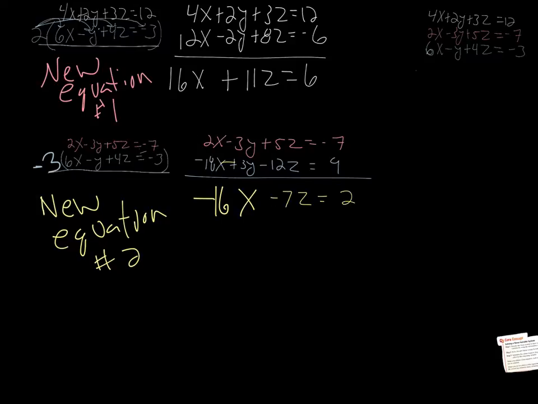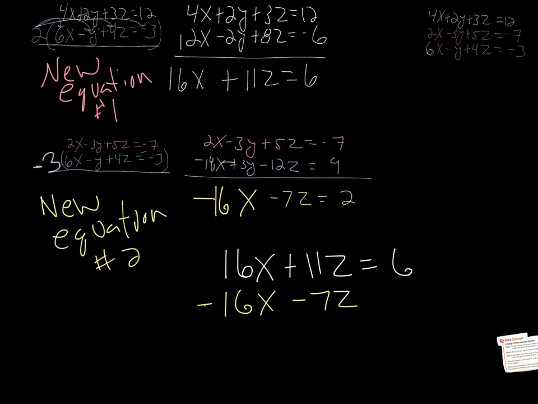Now basically what you have is a system with two variables. So we want to go ahead and rewrite those. We're going to use 16x plus 11z equals 6. And then we're going to use the yellow, which was negative 16x minus 7z equals 2. And then you want to go ahead and solve this.